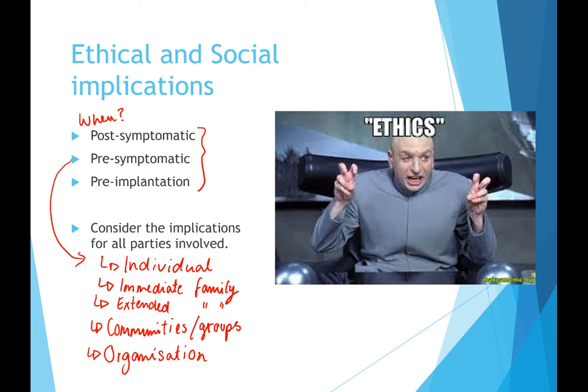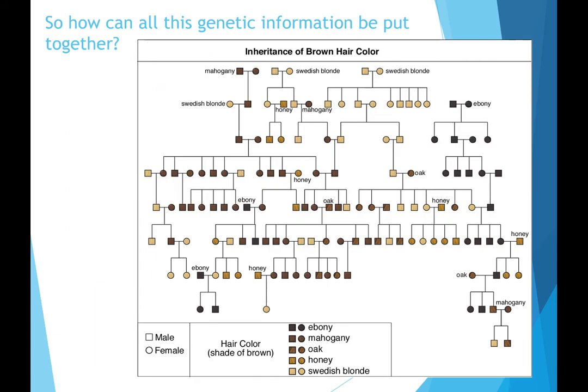Communities, groups, okay, and then also bigger organizations. We're looking at more economic implications as well. Or in a community, might this person be ostracized because they have a certain genetic disorder? So all of this genetic information that we collect, we put it together into one of these things, all right? And what is this?